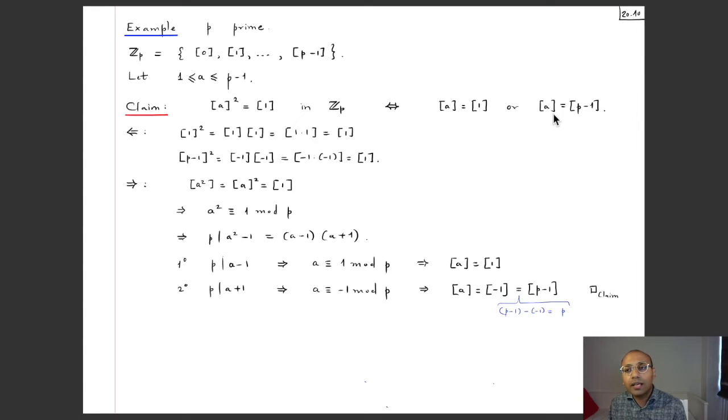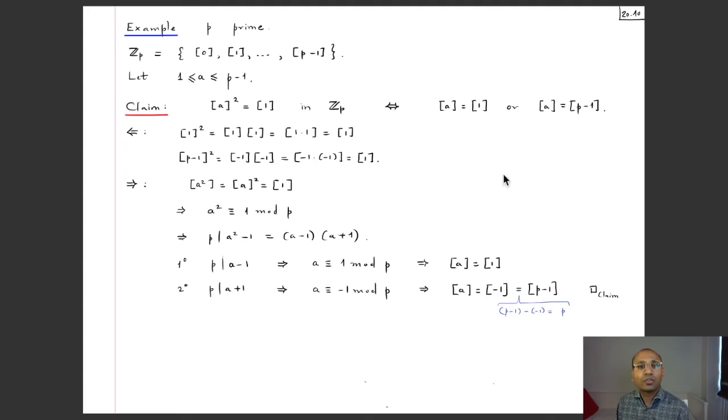And now let us look at the case when this element is the equivalence class containing P minus 1. First of all, let us note that this equivalence class containing P minus 1 is actually the equivalence class containing minus 1, and the reason is because P minus 1 is congruent to minus 1 mod P. When I subtract from P minus 1 this integer, so if you do P minus 1 minus minus 1, then this becomes plus 1, so that you end up with P, and P of course divides P, and so it follows that P minus 1 is congruent to minus 1 mod P, so that these two equivalence classes are the same.